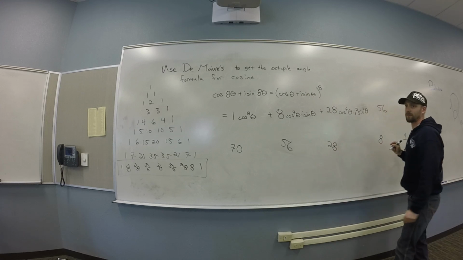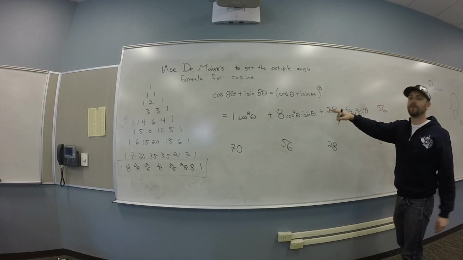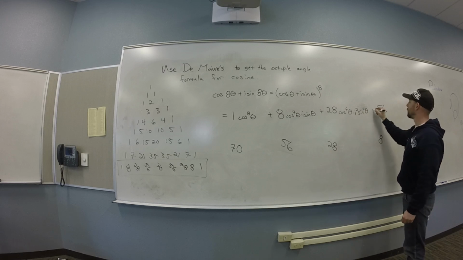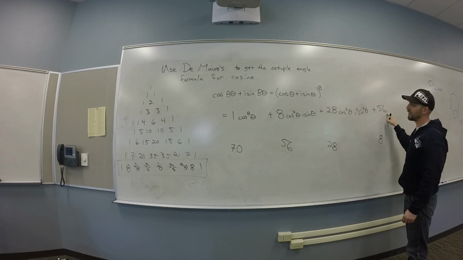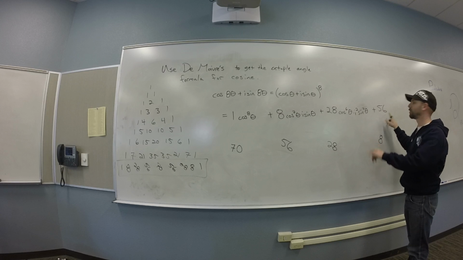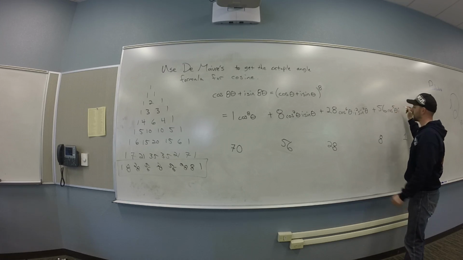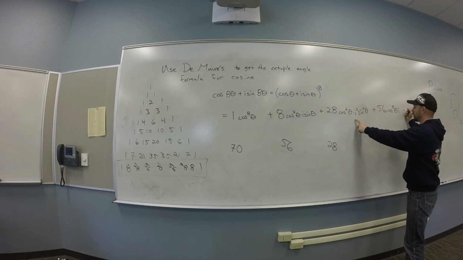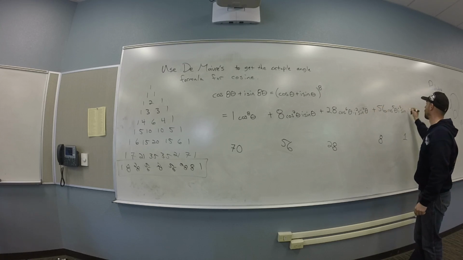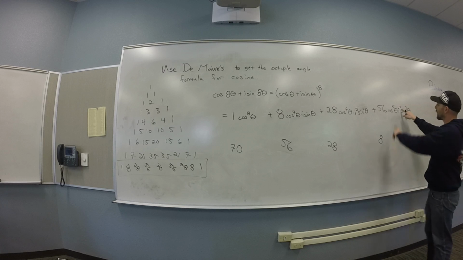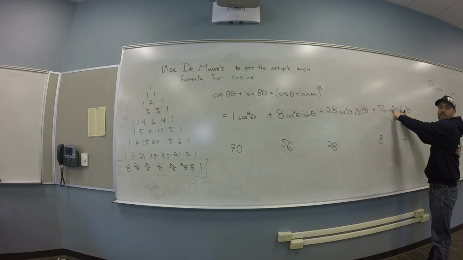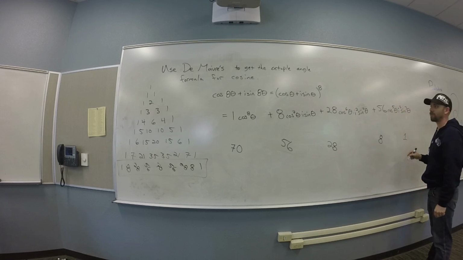The exponent on the I first was 0, now it's 1, now we're at 2. So then this one's going to be plus, and there's 56 of these, and they're going to be cosine to the 5th theta times I to the third sine cubed of theta. And these guys, the 5 and the 3, those are always going to add to 8. So you can always check whether you're messing it up.